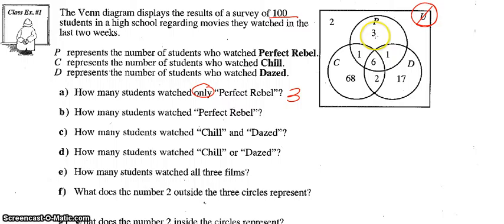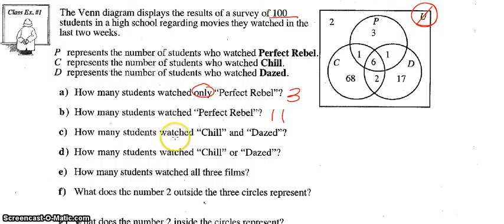Well, some people watch only P, right? But some people watch C as well, one student. One student watches P and D, and 6 students watch 3 movies. So for just P, you look at the whole circle and add up all the numbers in it: 3, 1, 1, 6. Added together, the answer is 11.